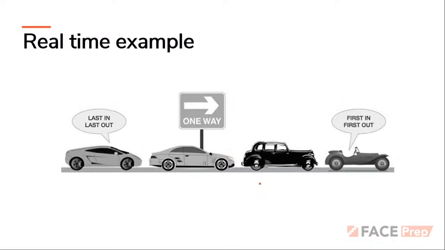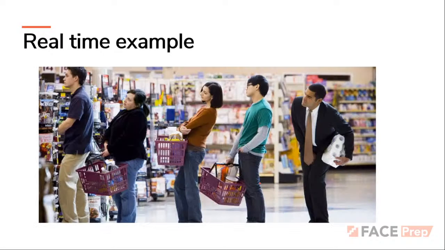A real-time example: let's take a one-way road with 5 cars going. The first car which is going will reach first, and the last car will reach last. This is one of the real-time examples of the queue. The basic and foremost example is standing in a queue. Standing in a queue is the most common real-time example. If 5 people are standing in a line, the person at the front will be given the first preference, then the second, third, fourth and fifth. This is how a queue works and this is the real-time example.